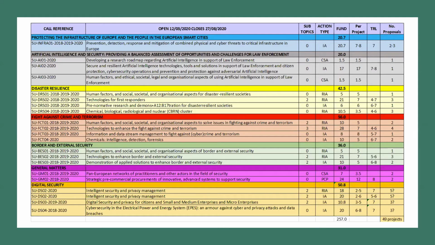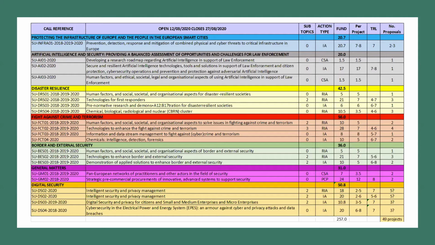Now, for those that are not aware of the type of action, there are four different types of action. There's IA, CSA, RIA, and there's a PCP. IA is an innovation action, which means it's the production of plans and arrangements or designs for new, altered, or improved products, processes, or services. The research and innovation action, the RIA, is establishing new knowledge or exploring the feasibility of something new.